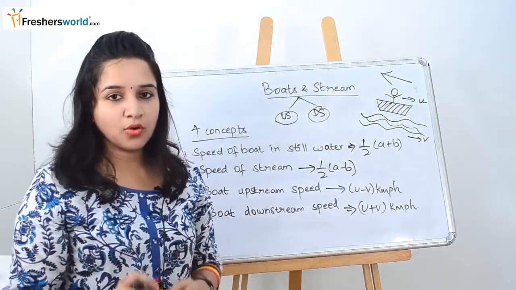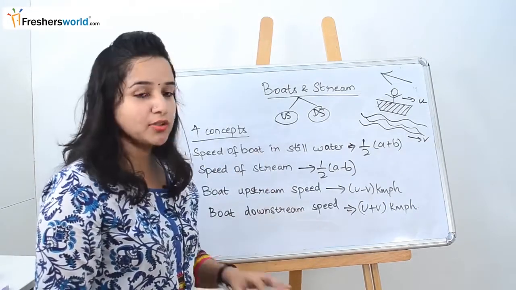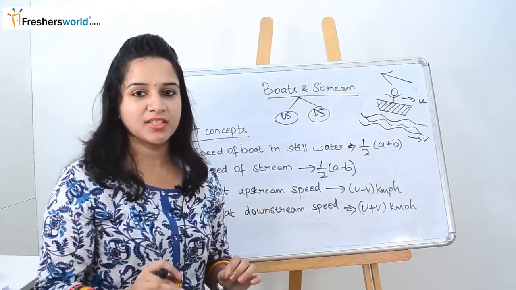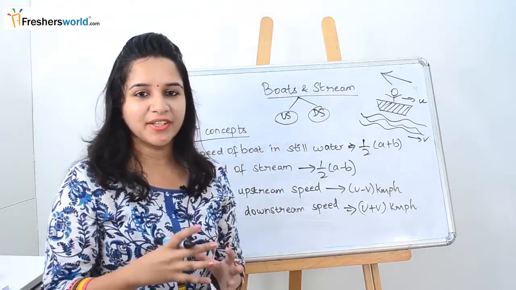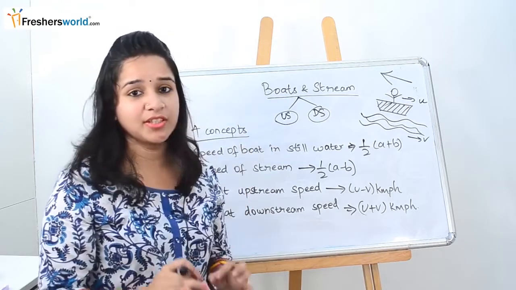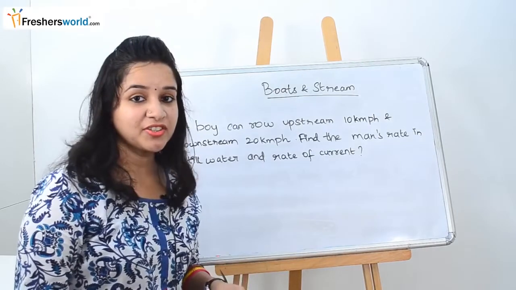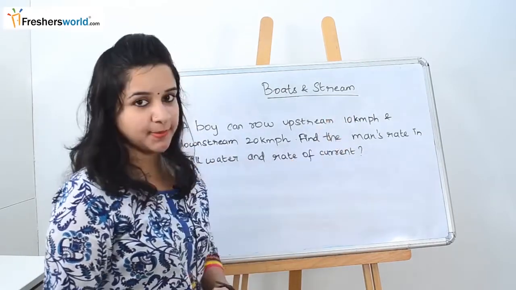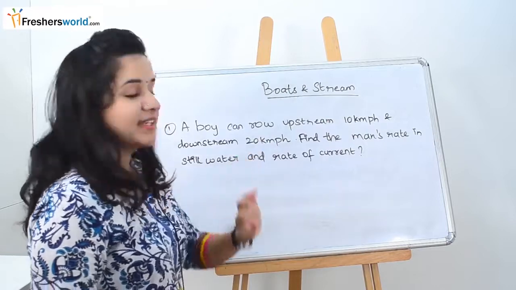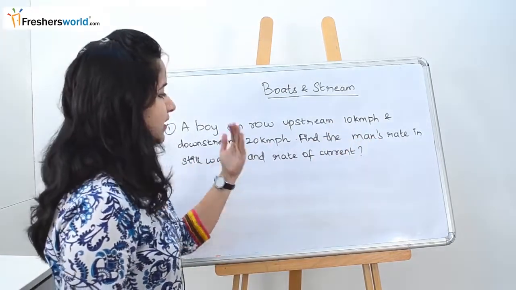These 4 concepts and these 4 formulas, you should know very thoroughly to solve any problems in boats and streams. After knowing all these 4 concepts, it's all about understanding your question better to answer any question in boats and streams. Let's get started with some questions. The first question is: a boy can row upstream at 10 kilometers per hour and downstream at 20 kilometers per hour. Find the man's rate in still water and the rate of current.